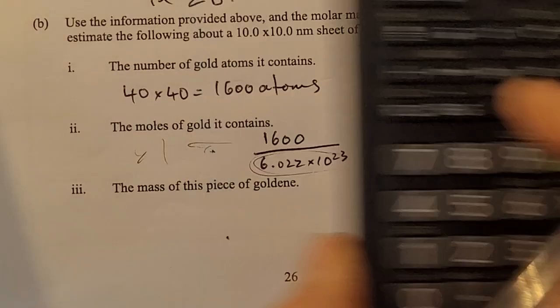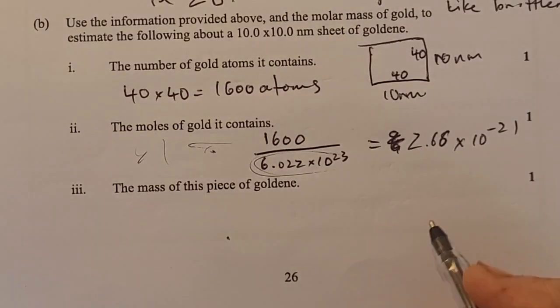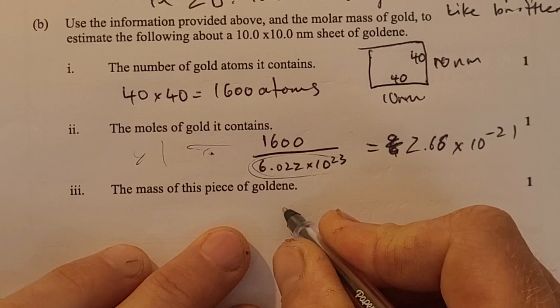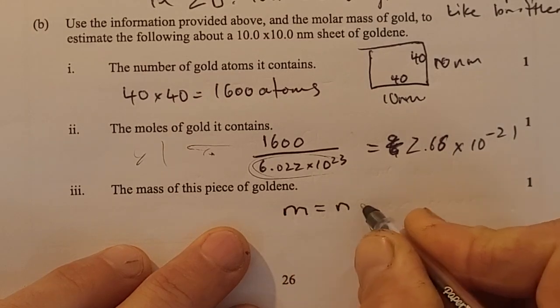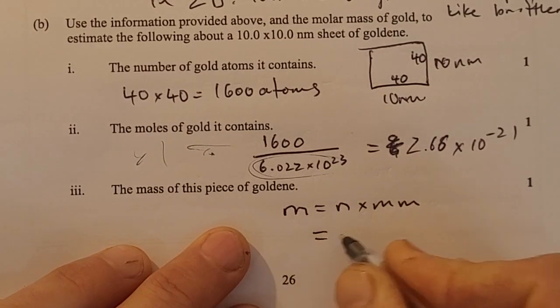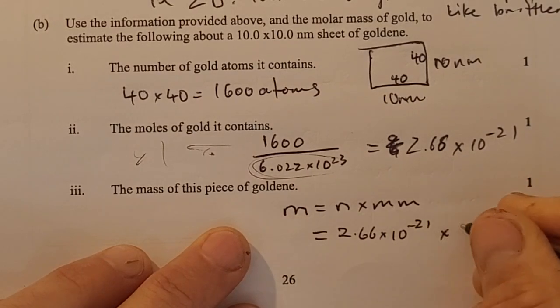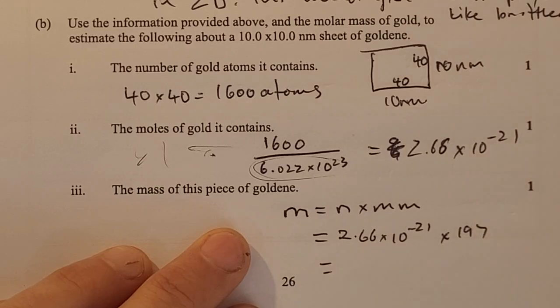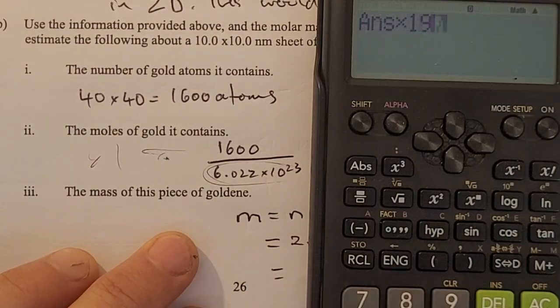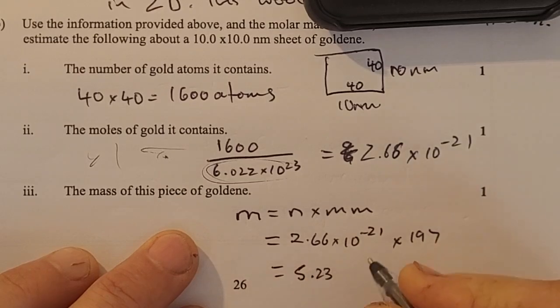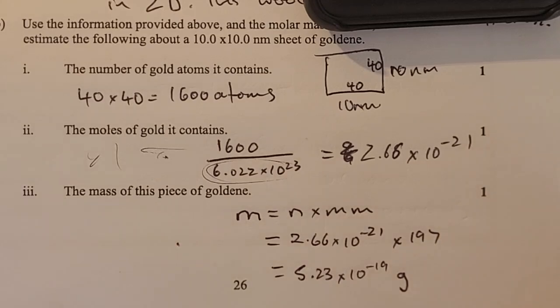What's the mass of this? Well, if you look at gold, 197, yep. So mass is equal to moles times molar mass. 2.66 times 10 to the minus 21 times 197. 5.23 times 10 to the minus 19 grams, because it's grams per mole.